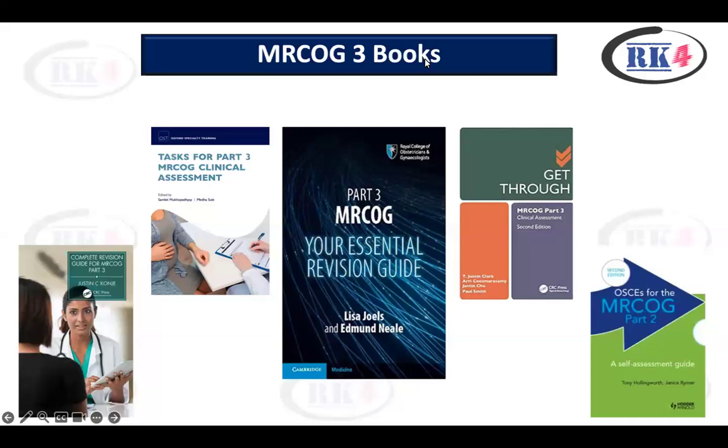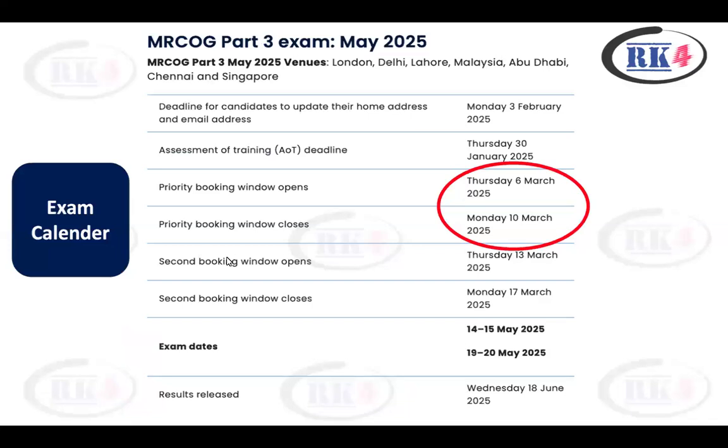Okay, so these are the books you'll be collecting. The most important one is the exam calendar. Now, those who are going for the May exam, I'm sure you must have had your assessment of training done, and you need to keep an eye on the RCOG website: bookings will start from 6th March, and priority booking will close on 10th March. The second booking window will open on 13th March, and these are the exam dates.